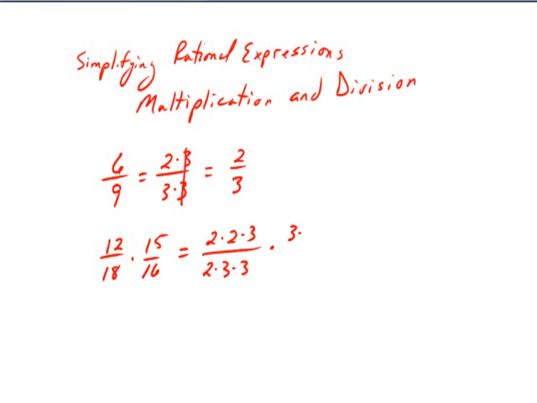If I prime factor each one of those numbers, here's what I'm left with, and now I can divide top and bottom by 2, top and bottom by 3, top and bottom by 2 again, top and bottom by 3 again, and I'm left with 5/8, or cancel the same number from the top as the bottom.